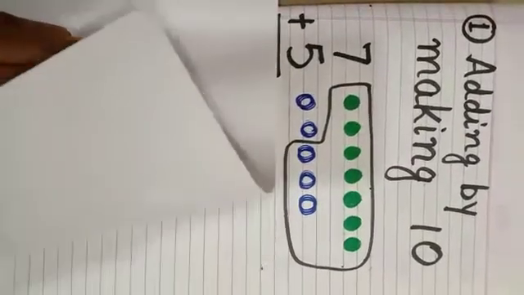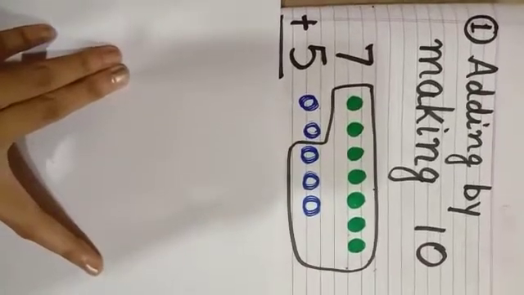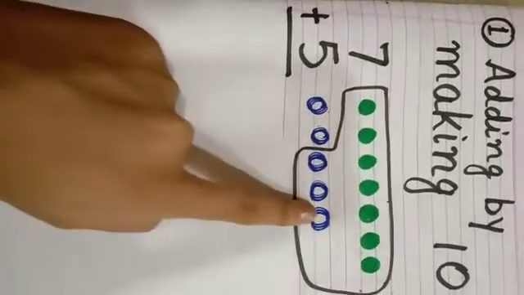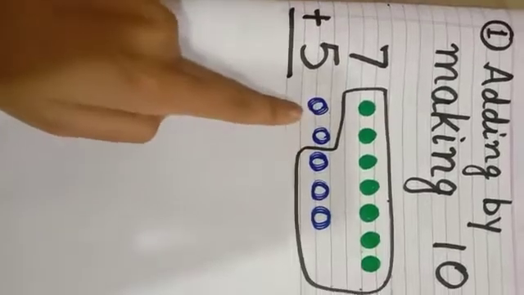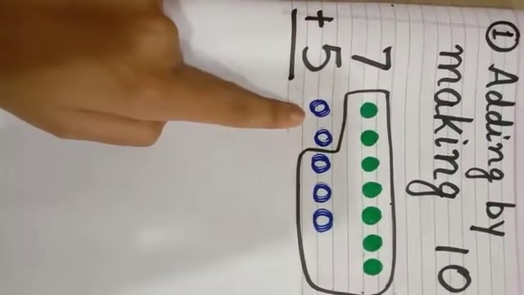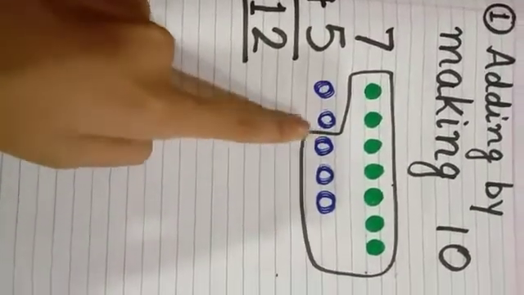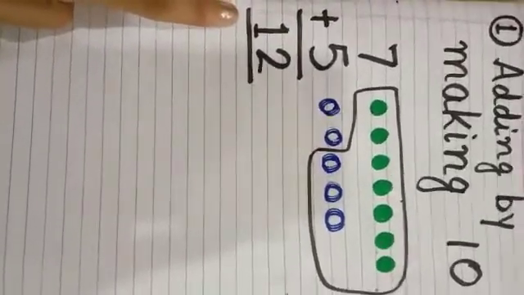If we have to add the numbers 7 and 5, we will make a group of 10. While adding 7 and 5, a group of 10 is made. The remaining numbers are 1 and 2. Hence, the answer to 7 plus 5 will be 12. A group of 10 and 2. 10 plus 2 is 12.